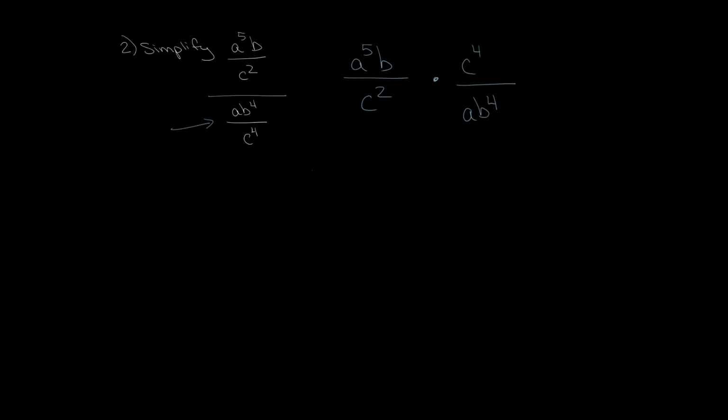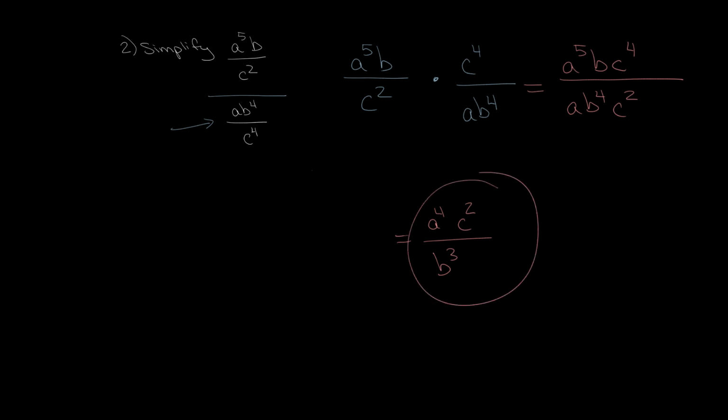You can either write it all at one time and then simplify, or you can simplify as you go. In this problem, I'll just multiply first. So I've got a to the 5th, b, c to the 4th, over a, b to the 4th, c squared. Now I'm going to simplify that. I have 5 a's in the top and 1 a in the bottom, so that means I have 4 more in the numerator. For b's, I have b over b to the 4th, which means I have 3 more b's in the denominator. And c to the 4th over c squared, which means I have 2 more c's in the numerator than in the denominator. And that is my final answer.